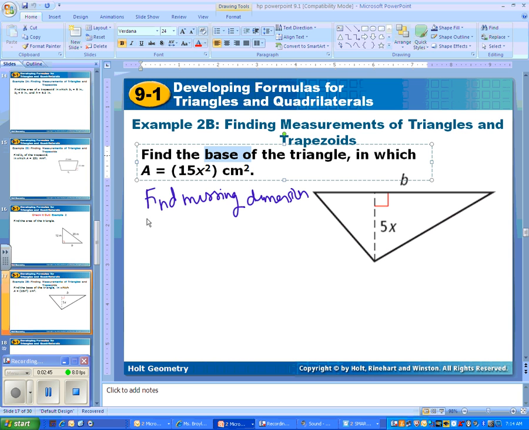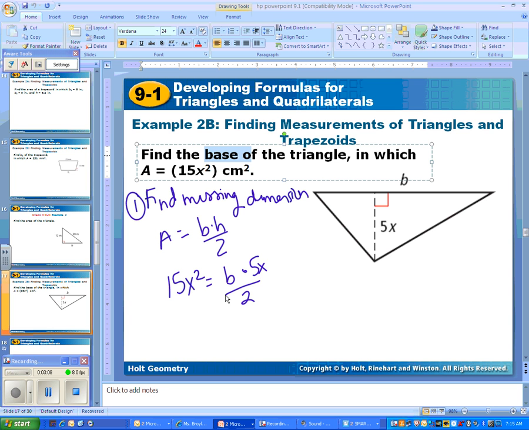at 7:20. To do that, you take the formula, base times height divided by 2. That's what we're always going to start off with, our formula, and you're going to plug in your knowns. So the area is 15x squared. We don't know what the base is. That's what they want us to find, so that's b. We know that our height is 5x because it's perpendicular. And we have to divide it by 2.